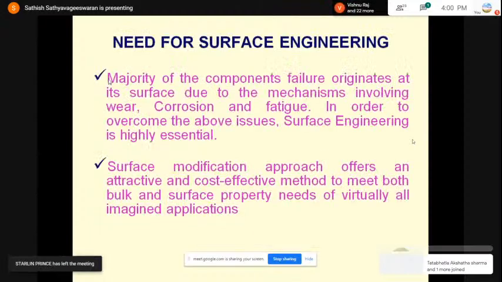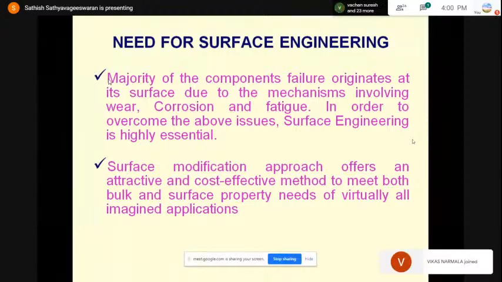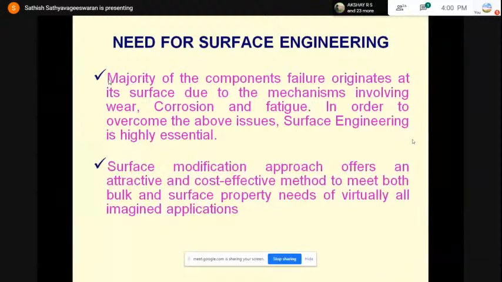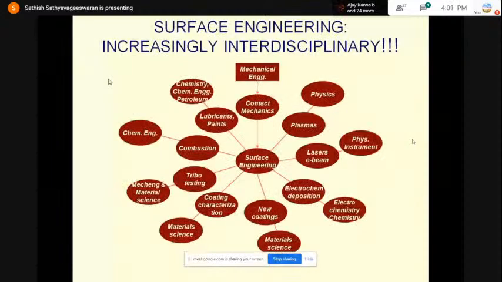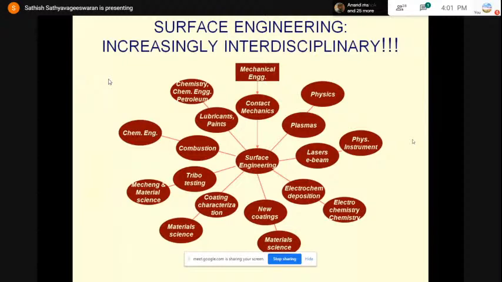As we all know, the majority of component failures originate at the surface due to mechanisms involving wear, corrosion and fatigue. In order to overcome these issues, surface engineering is highly essential. Another important thing is that it is a much more cost-effective method to meet both bulk and surface property needs of virtually all imagined applications. Surface engineering is a highly interdisciplinary area. It involves mechanical engineers, material scientists, physicists, chemists, and all of them are involved in surface engineering.